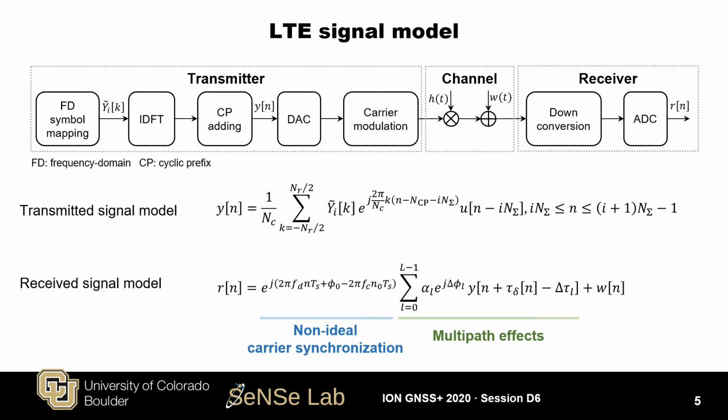The first exponential function underlined in blue is due to the non-ideal carrier synchronization. The portion underlined in green represents the multipath effects.